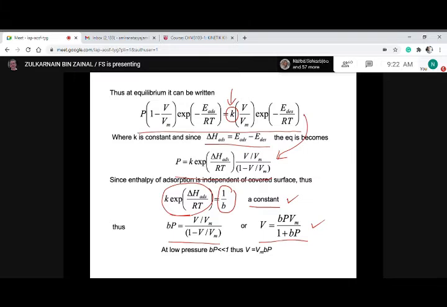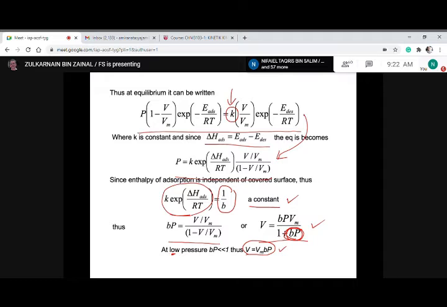So for the Langmuir equation at low pressure, if you consider this one at low pressure, then your V is just equal to Vm times BP. So at low pressure you will remove this, because P is small, then 1 plus BP is just 1. So V will equal Vm BP. That's happening at low pressure.